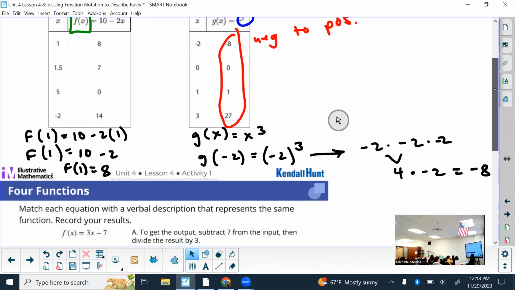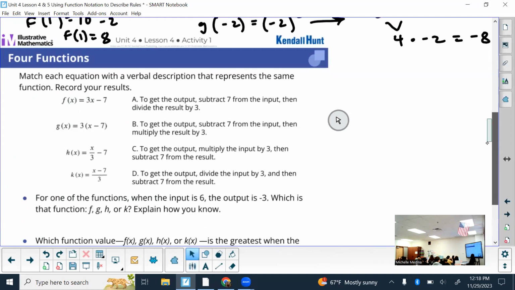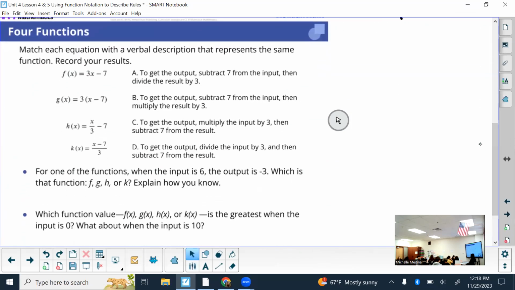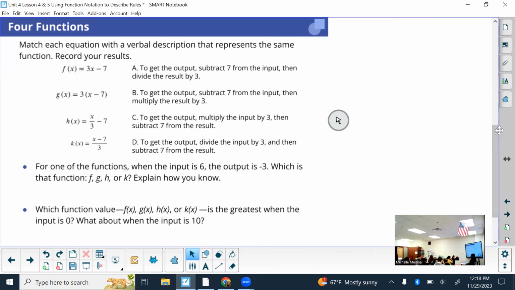So now we are on to what's on your paper. You have 4 functions. They're all equations. You're going to match them to one of these verbal descriptions that represents one of the functions. So start with just the matching. I'll give you about 2 minutes based on the verbal descriptions, which function is each. And if you finish that early, move on to these other 4.